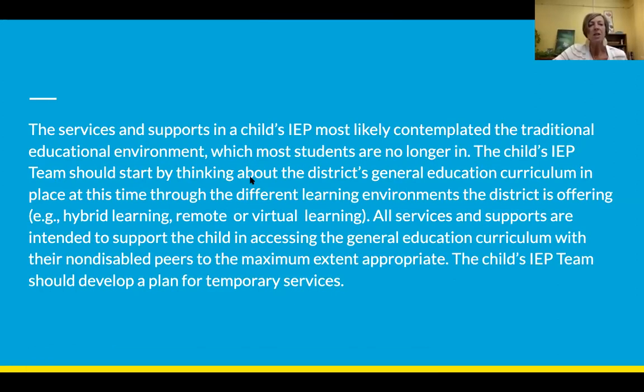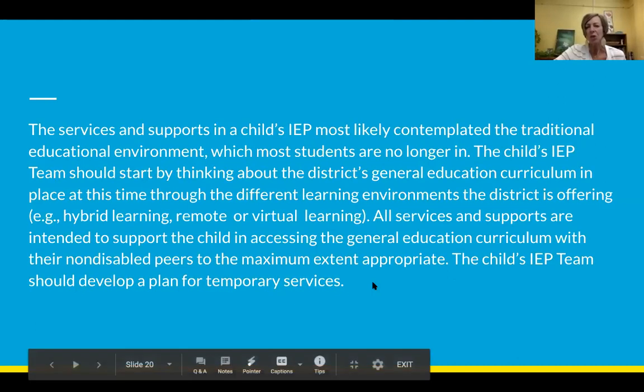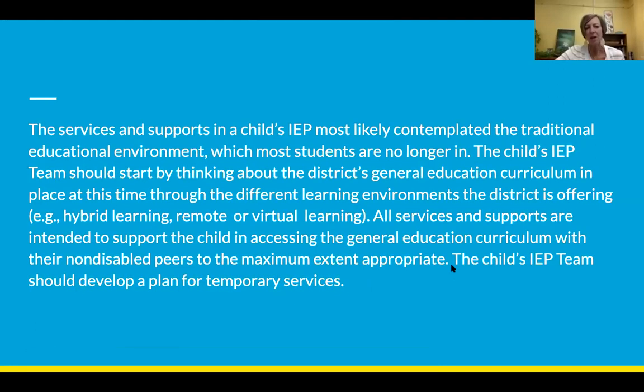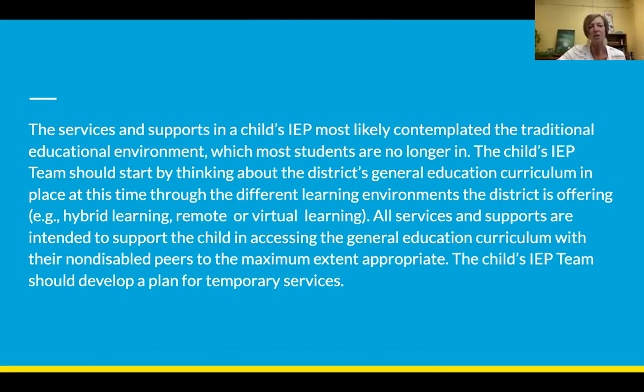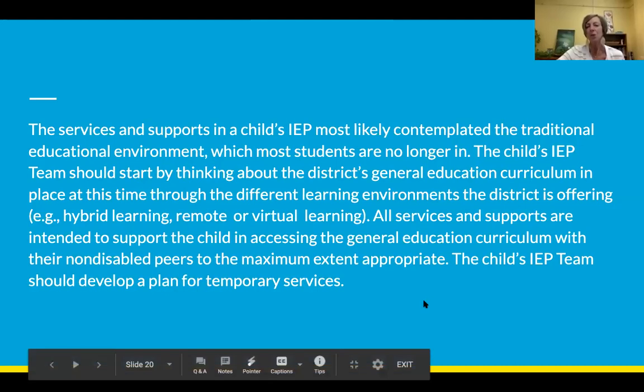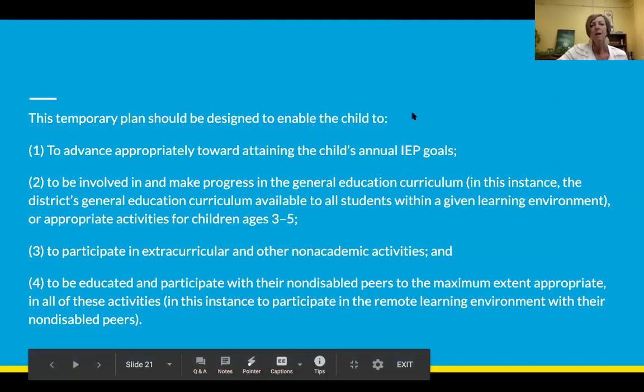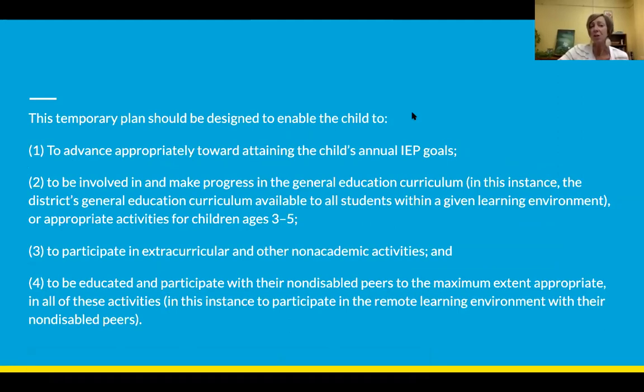The child's IEP team should start by thinking about the district's general education curriculum in place at this time through the different learning environments the district is offering, such as hybrid, remote, or virtual learning. All services and supports are intended to support the child in accessing the general education curriculum with their non-disabled peers to the maximum extent appropriate. The child's IEP team should develop a plan for temporary services. This temporary plan should be designed to enable the child to advance appropriately toward attaining the child's annual goals, to be involved in and make progress in the general education curriculum.